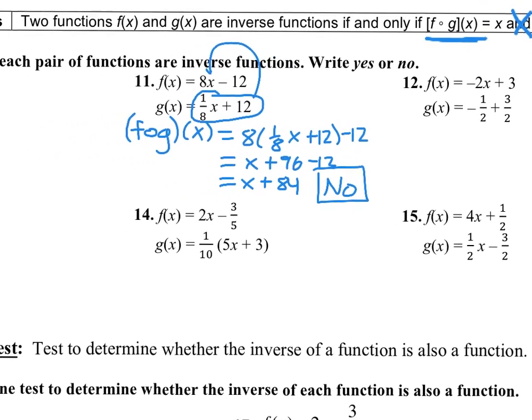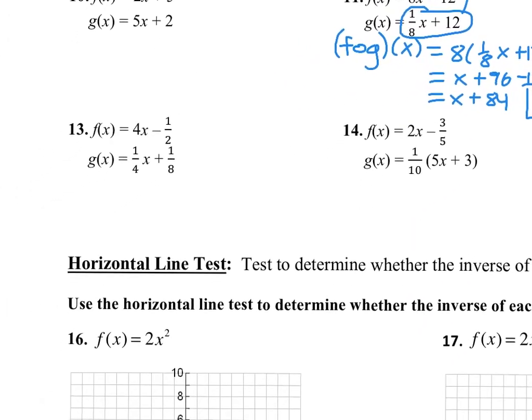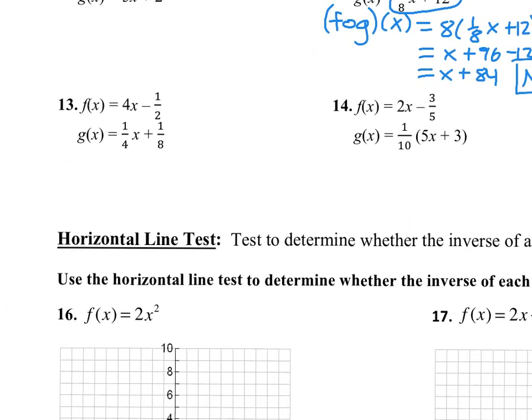So now I'm going to move on to number 13. So let's try g compose f this time. Doesn't matter which one you do. So for g compose f, we take the f function and we plug it into x for the g function. 1/4 times 4x minus 1/2 plus 1/8.